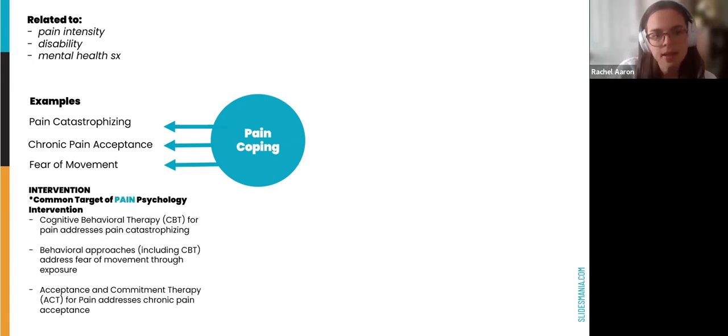For this reason, pain coping is a common target of pain psychology intervention, and a lot of our common pain psychology treatments have been developed specifically with pain coping in mind. So for example, cognitive behavioral therapy for pain, among other things, addresses pain catastrophizing by teaching people to recognize those pain catastrophizing thoughts and generate alternative thoughts that are more neutral or realistic.